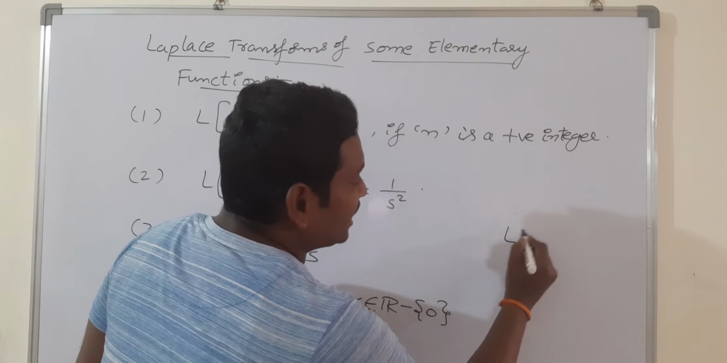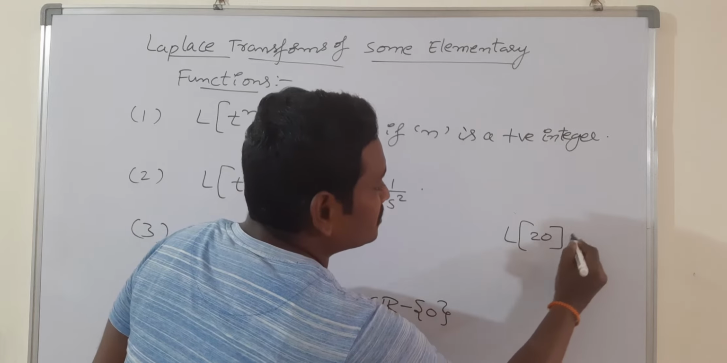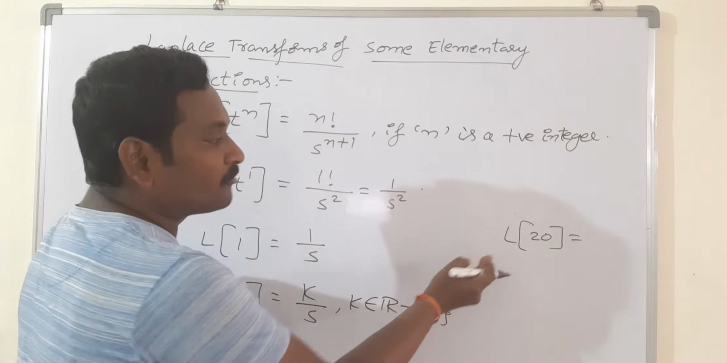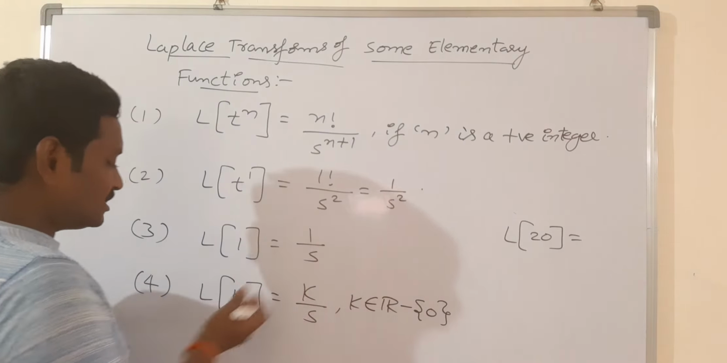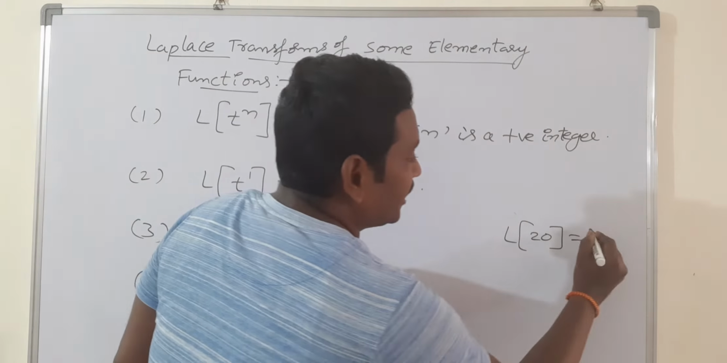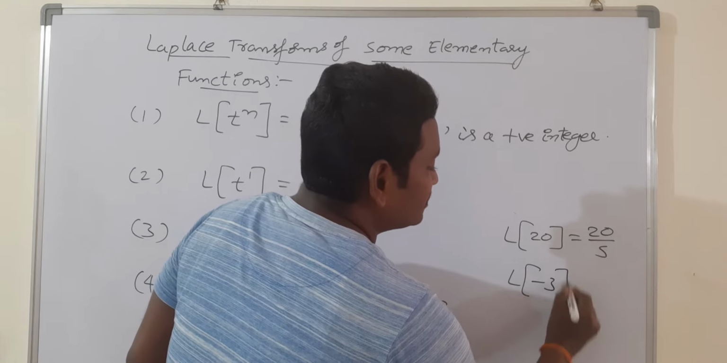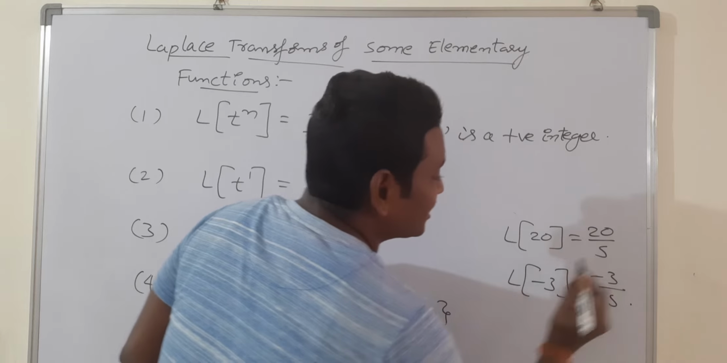Suppose in some problems we have to find L of 20. L of 20 is nothing but the L of k form, so it is 20 by s directly. If we have to find L of minus 3, then it becomes minus 3 by s directly.